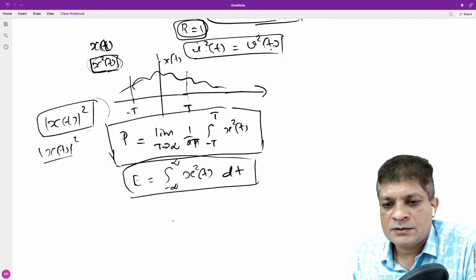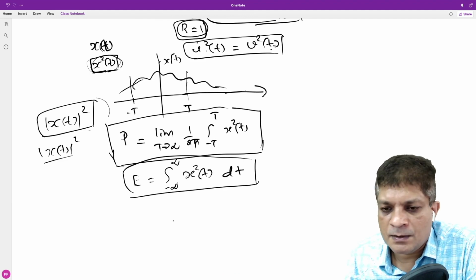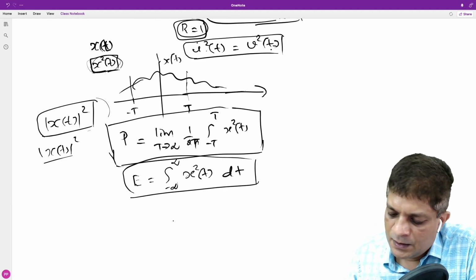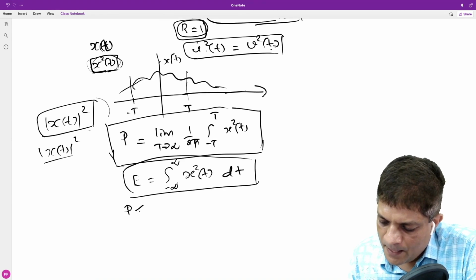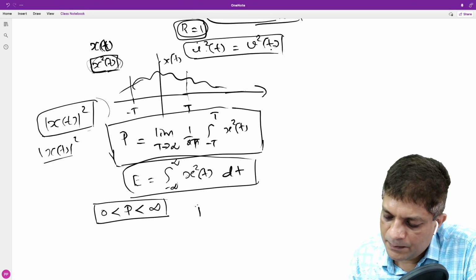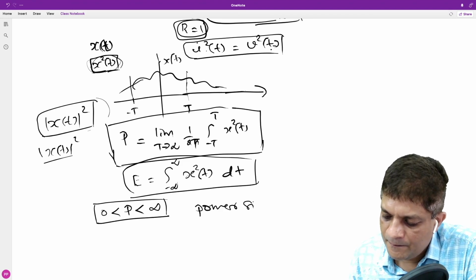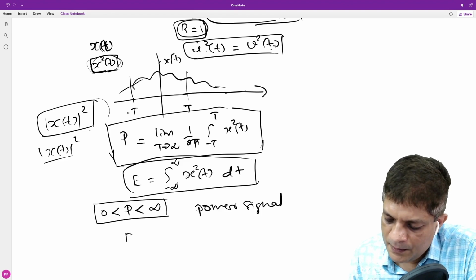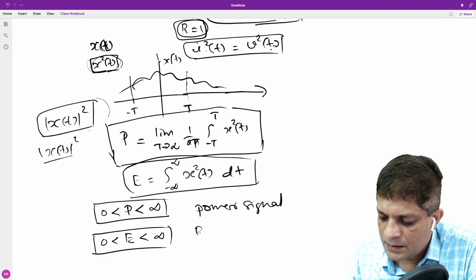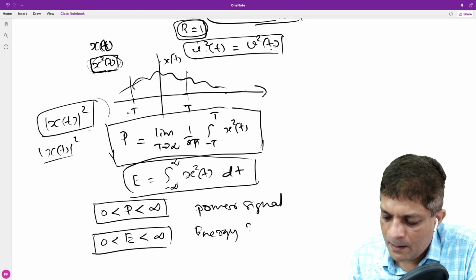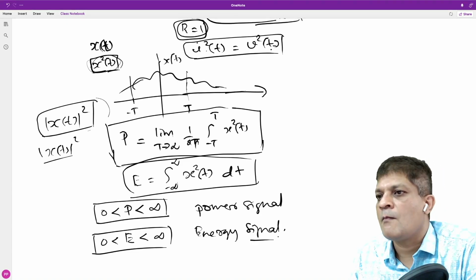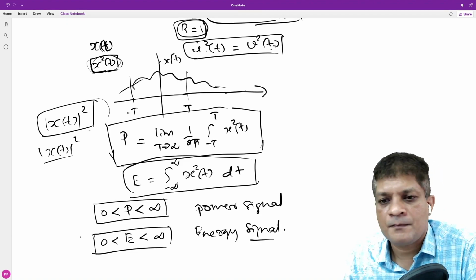Now we can classify signals based on the power and energy of the signal. If the average power is finite, then it is called a power signal. And if the energy of the signal is finite, then it is called an energy signal.